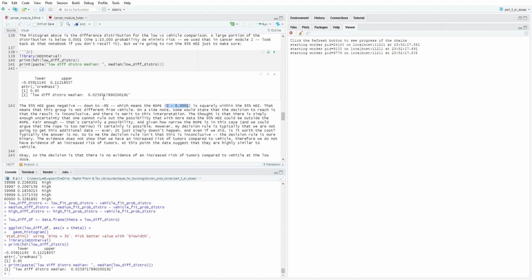So I get it. I get when people say it's inconclusive, and their argument to me would be, well, the rope needs to be wider. Unfortunately, from a risk assessment standpoint, I have to use the rope that I'm given.